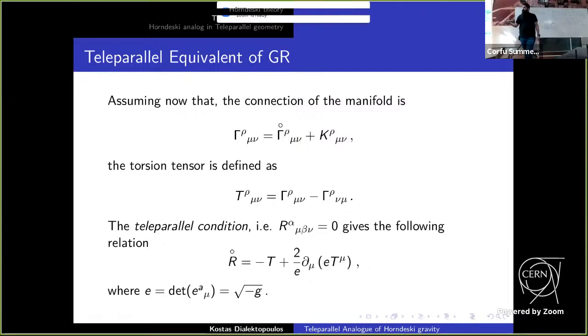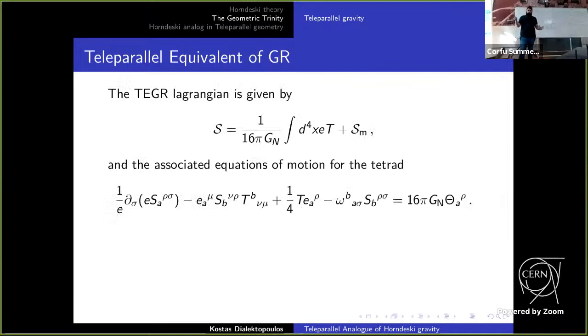The relation of the Ricci scalar and the torsion scalar is just, I mean, the difference between the two is just a boundary term, which doesn't contribute, of course, in the action. And so we end up with dynamically equivalent theories. So this is the action of the teleparallel connection. You just have the torsion tensor here. E is the dynamical field, which is the tetrad. And these are the equations of motion.